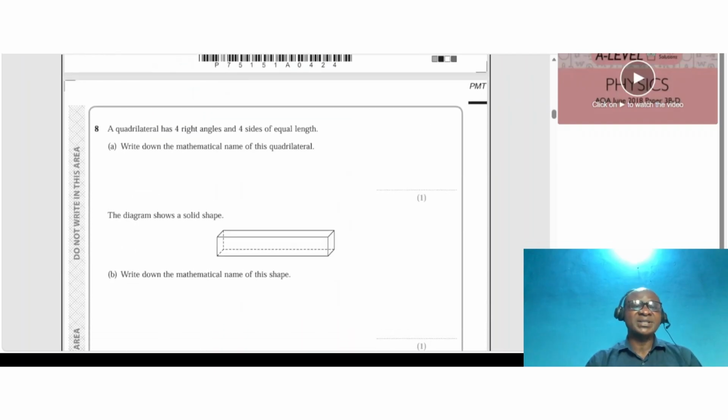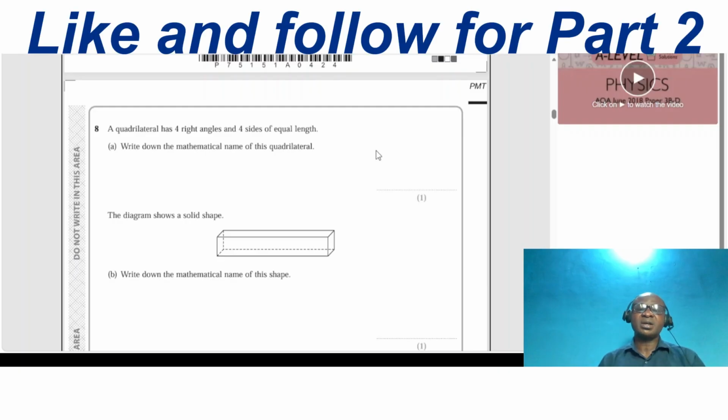Here, a quadrilateral has 4 right angles, and the 4 sides of equal length. Definitely, it should be a square. Okay, as far as it has 4 right angles, which means 90 degrees in all of them, and again 4 equal sides. So that means it is a square.